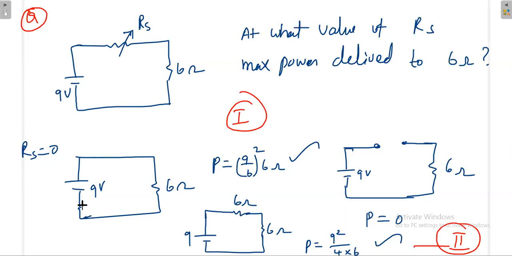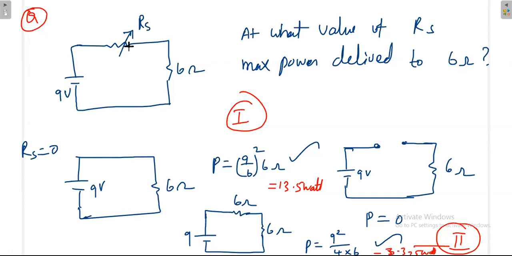First one, sir. So the first one is greater, because in the first case you are getting 13.5 watt. In the second case you are getting 3.375 watt. Then definitely the first one is greater. So by common sense you have to go, because you are not varying this one.